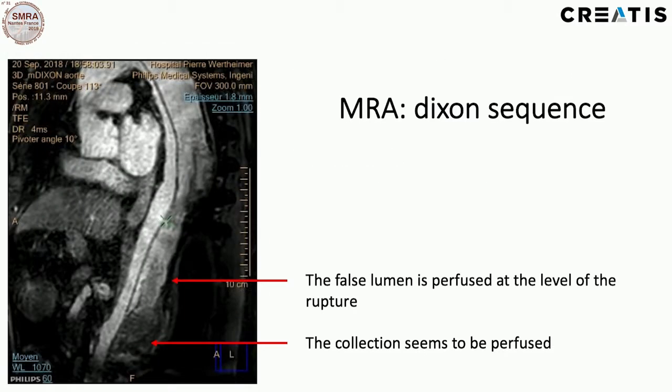And we also realized a Dixon sequence. It seems the false lumen is perfused at the level of the rupture. Concerning the collection, we don't have a good response. We don't know very well.